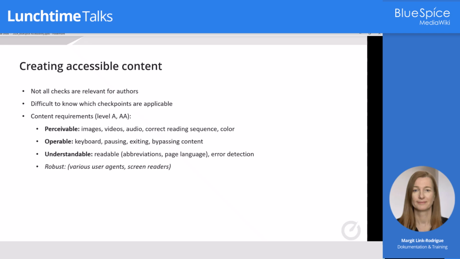The criteria of robustness, I kind of put aside because that's more for the developers. When they develop the user interface, they have to really make sure that the user agents and screen readers understand their code and can get through the page and serve the information accordingly to the user.